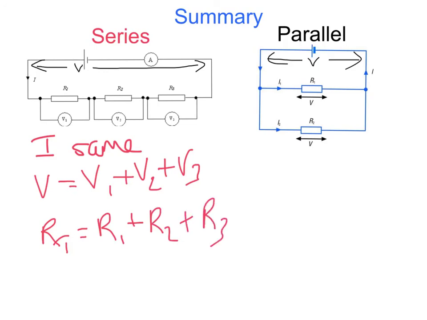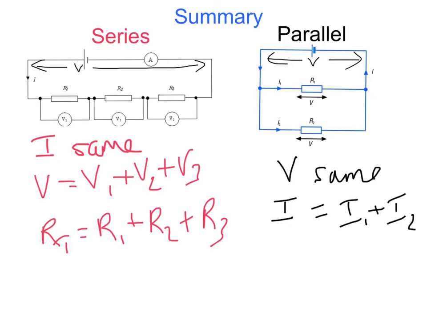For parallel, the voltage is the same across each component. The current going into a junction equals the sum of the currents going out. In fact, the sum of the currents going in equals the sum of the currents going out. And working out your total resistance, you need to use this equation.